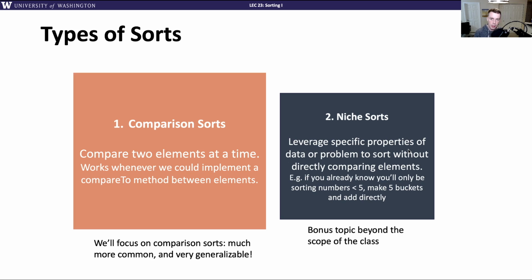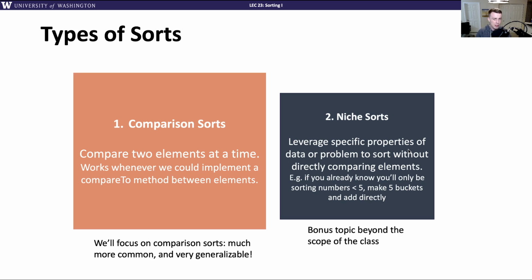Now, I will mention there is this other class of sorting algorithms that there's no official name for, but we like to call them the niche sorting algorithms that are hyper specialized to particular situations, and they don't work very generally. So what I mean by that is, for example, if you had a list of numbers and you knew that all the numbers are between 1 and 5, there's no need to use this super general sorting algorithm that we'll talk about this week. You could just put them in an array of size 5, counting up how many 1s you see, how many 2s you see, 3s, 4s, and 5s, and then reconstruct the sorted output from that.